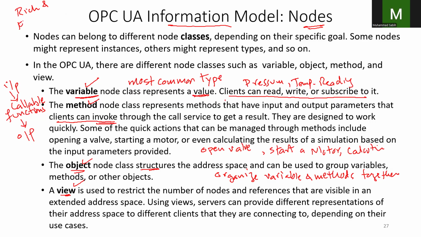This information model allows us to have a quite rich and flexible representation of the industrial system, with each node class playing a unique role in the information model. So the nodes are playing a key role in this information model. Okay, next.